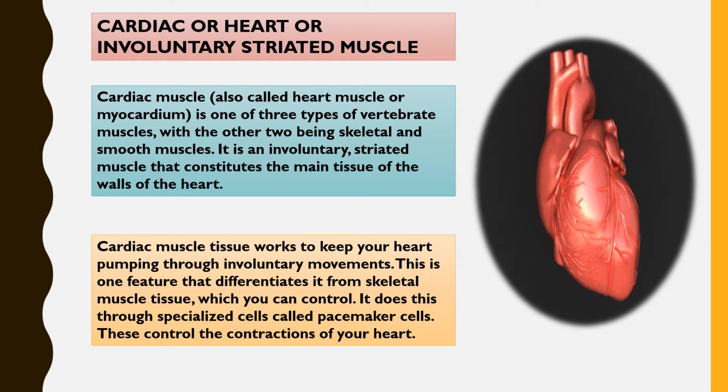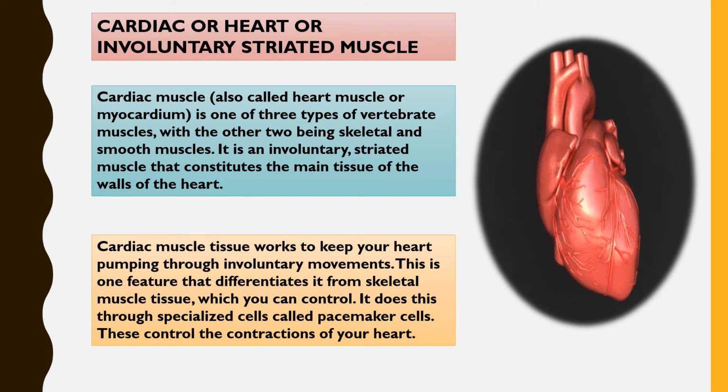Now, what is cardiac muscle? Cardiac muscle, also called heart muscle or myocardium, is one of three types of vertebrate muscles, with the other two being skeletal or smooth muscles. It is an involuntary striated muscle that constitutes the main tissue of the walls of the heart.